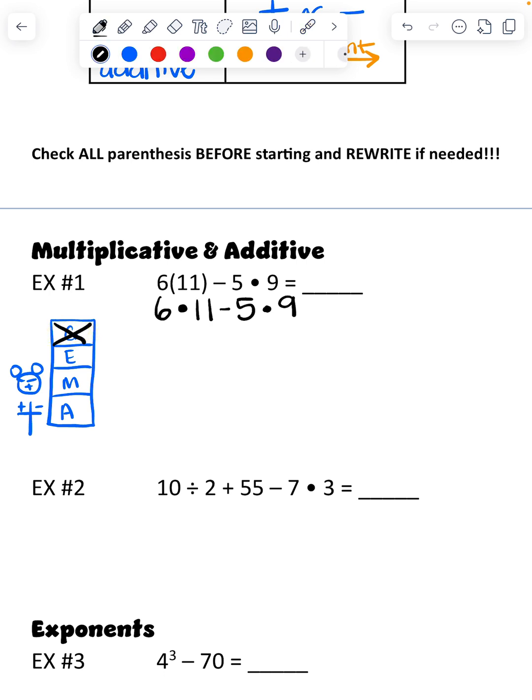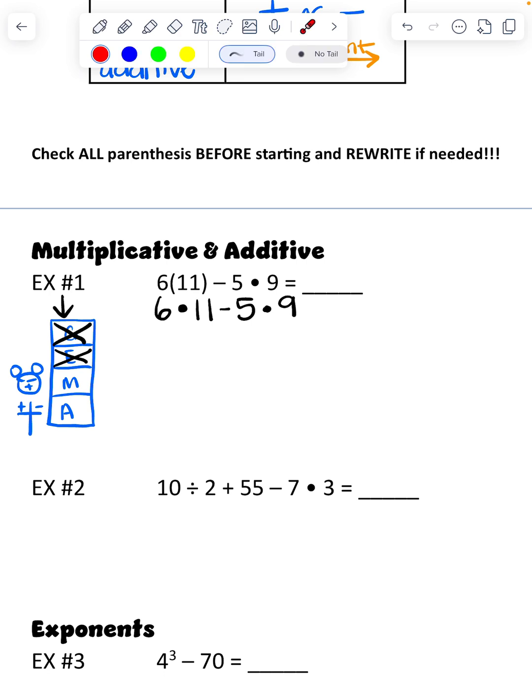All right, I keep looking and I say, do I have any exponents in my problem? Is this an exponent? No. Is this an exponent? No. Is this an exponent? No. So I can go ahead and mark off my exponents. And so I'm basically working my way down my tower.